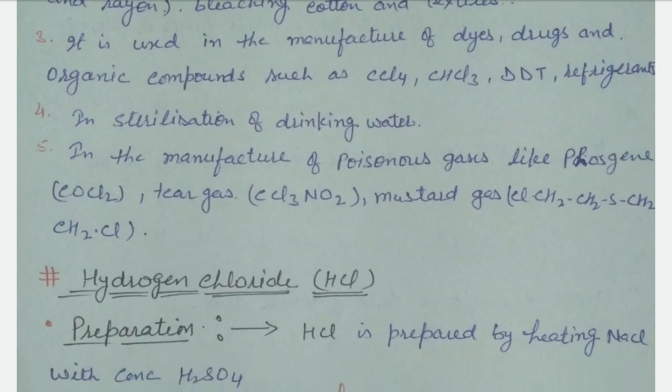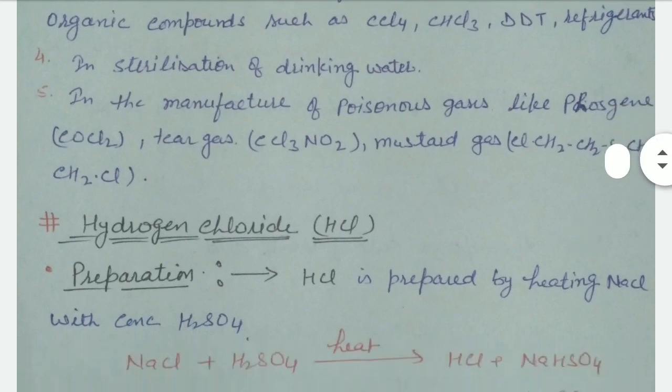CHCl3 is chloroform. It is used as a medicine. CCl4 is a powerful insecticide, right? Fourth, it is used in the sterilization of drinking water. This settles down the impurities of the drinking water. Therefore, it is used for sterilization of drinking water.